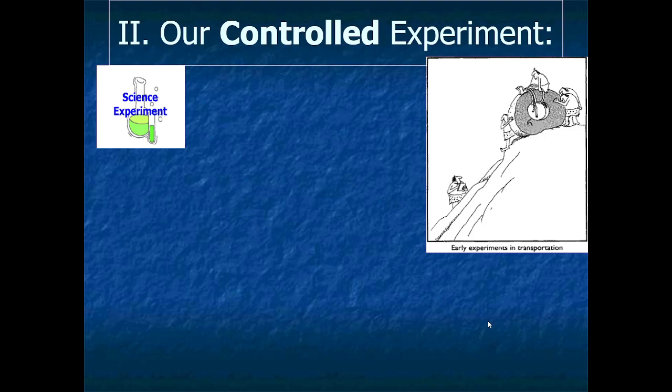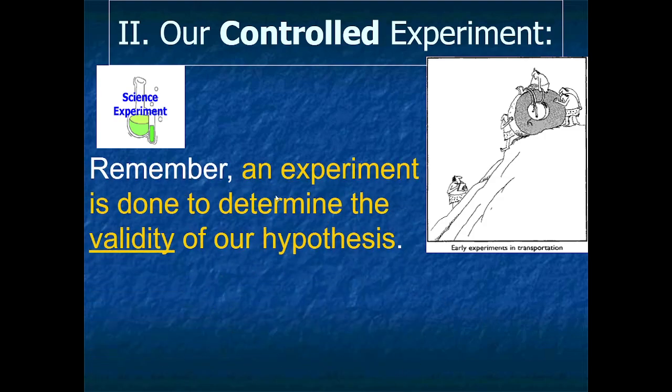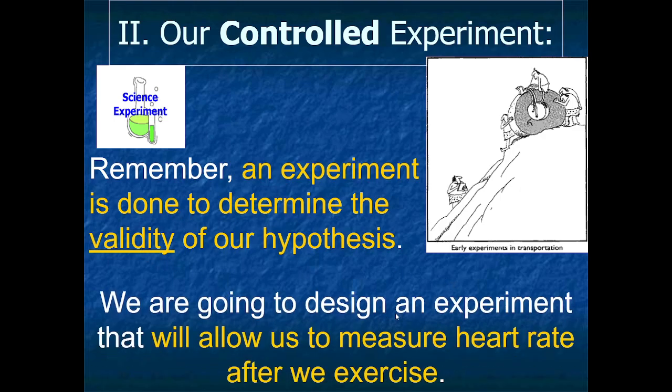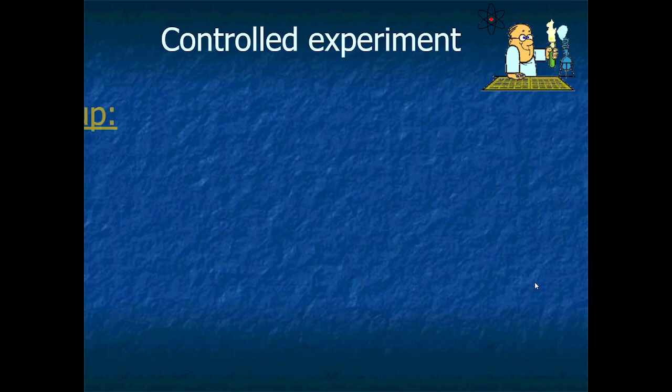Then this is our controlled experiment. Remember, an experiment is done to determine the validity of your hypothesis. We are going to design an experiment that will allow us to measure heart rate after we exercise. This is our controlled experiment.